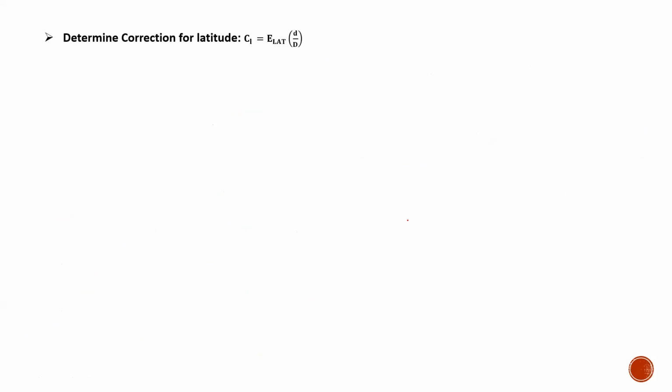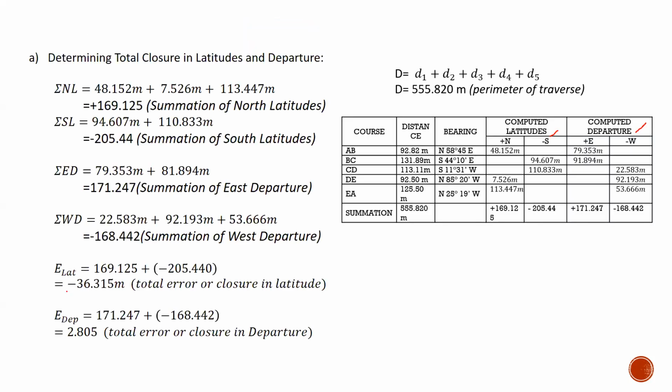So determine correction for latitude. We have here CL is equal to E latitude times D all over D. Yung CL natin is the correction. Yung E latitude natin is, eto yung na-compute natin, negative 36.315. Yung D natin is the corresponding course, and yung D natin na big letter D is the total perimeter.